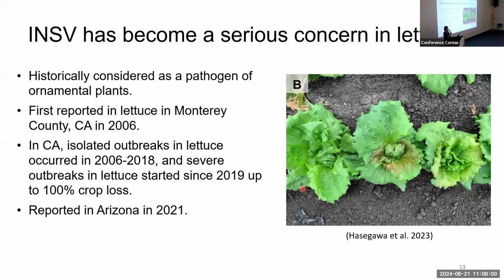And INSV is a virus that was considered a pathogen of ornamental plants. But in 2006, they found INSV in a lettuce field in California. Since then, they had some outbreaks here and there. Until 2019, they had huge outbreaks and experienced a total loss in California lettuce production. And this virus was also reported in Arizona in 2021.